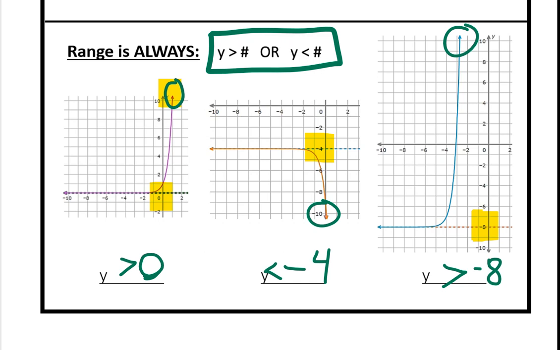Now, the horizontal asymptote will not always be shown. So in the next lesson, you'll learn how to identify it, how to find it, and that's going to help you with range. So that's how you graph an exponential function and how you find the domain and range of an exponential function. Have fun doing some practice.